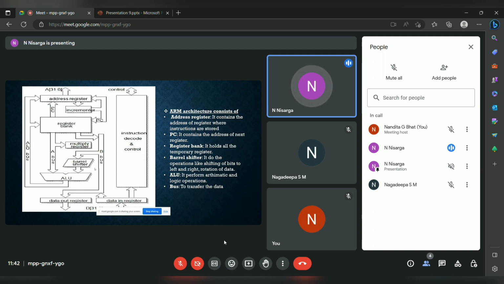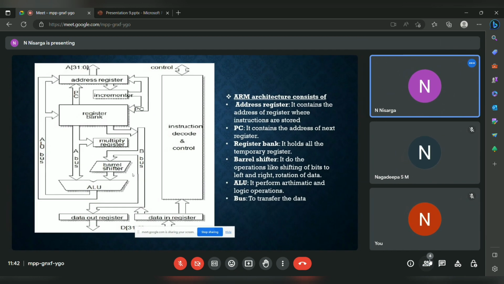After doing the operation, the result is sent to the ALU. And in the ALU, the required operation is done, like addition, subtraction, and other arithmetic and logical operations. And the result is sent to the register bank.